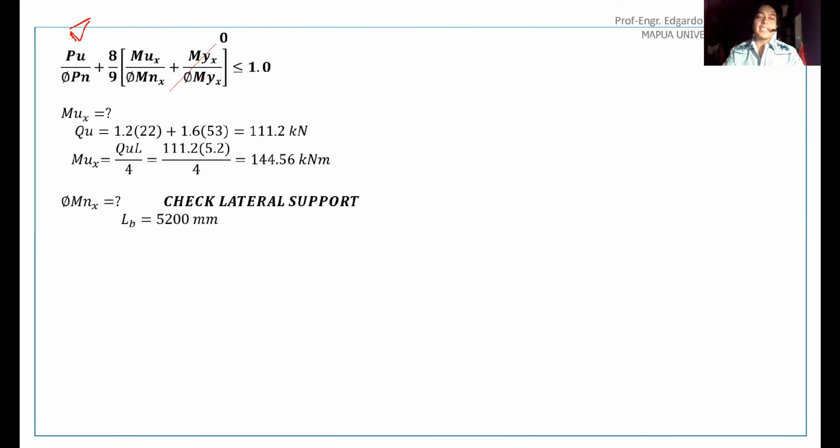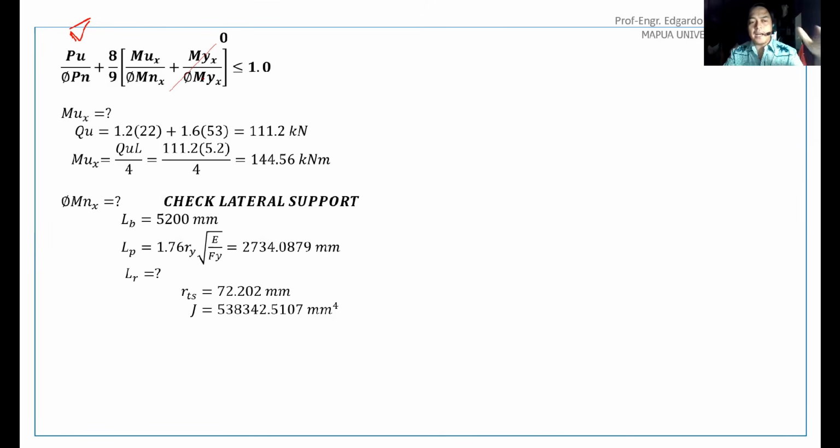Then we compare this L sub B with the L sub P tsaka sa L sub R, if you could still remember, no? So yung L sub P, yan yung 1.76 Ry square root of E over Fy. So we got 2.7 meters. So ibig sabihin yung LB natin, 5.2, mas mahaba siya kaysa dun sa LP. So ibig sabihin nun, hindi na siya laterally supported. So pwede siya maging partial, pwede rin siyang unsupported. So we have to check the L sub R limit.